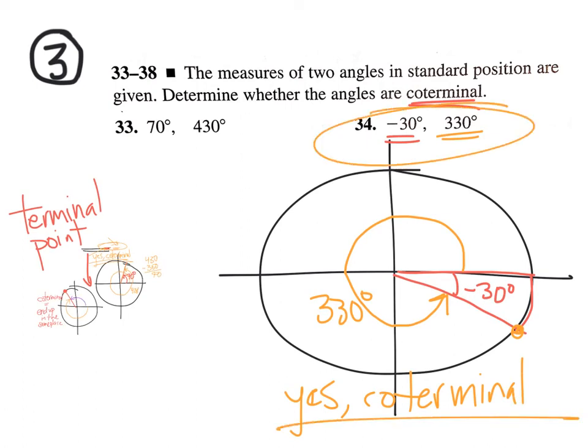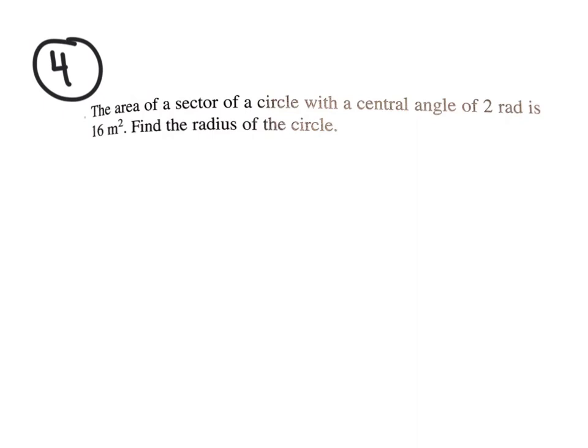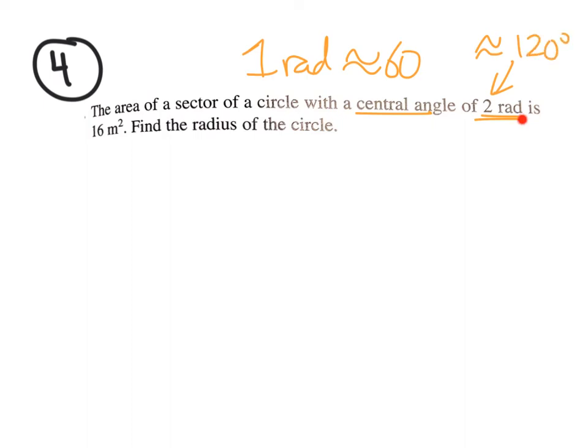Okay, last example. Here we go. So question 4 says the area of a sector, oh good, so now we're finding area of the piece of pizza, of a circle with a central angle of 2 radians. So central angle 2 radians, notice how this is not in terms of pi. 2 radians, remember that 1 radian is approximately 60 degrees, so we're picturing an angle of about 120 degrees, is 16 square meters. Find the radius of the circle.